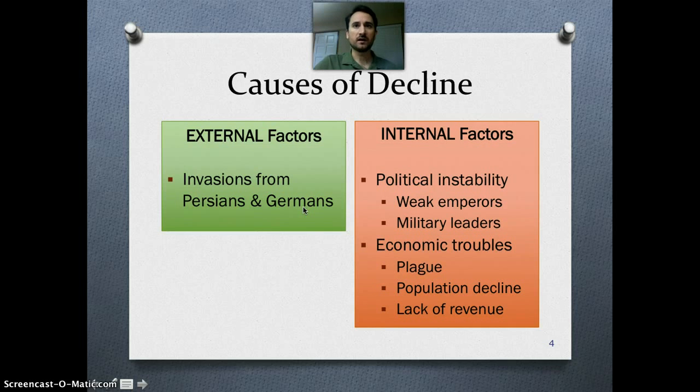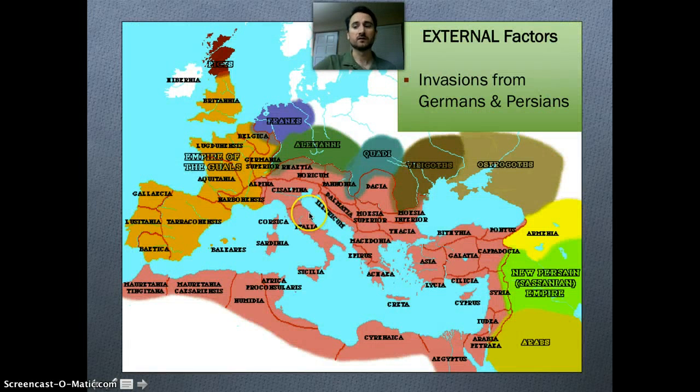There's going to be a decline in population. There's going to be a whole domino effect of things that are going to lead to further instability within the Roman Empire. Let's take a look at the external factors. We're going to have invasions from the Germans and the Persians. Now first keep in mind the pink area here shows the Roman Empire.